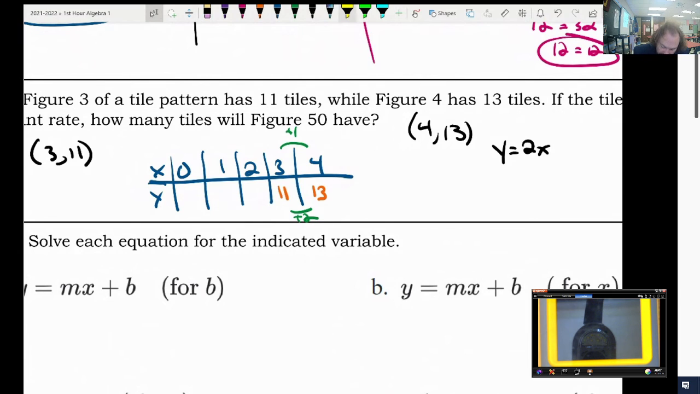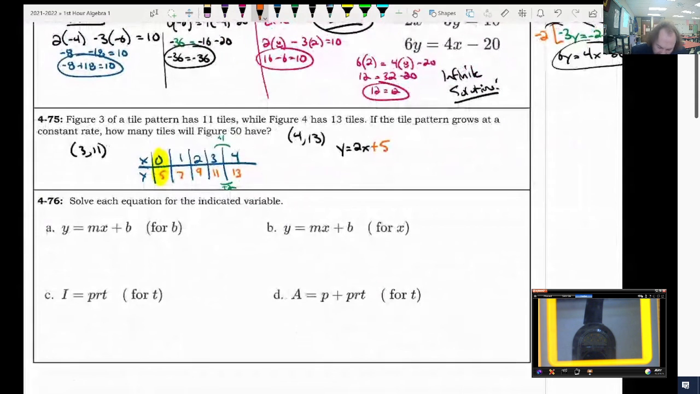The question then is how many tiles did we start off with back in figure 0? So we've got to count back by 2: 9, 7, and 5. So plus 5 appears to be the case there. The tiles seem to follow this pattern of 2x plus 5. So we want to know what's going to happen when x is equal to 50, the 50th figure. That would be 2 times 50 plus 5, which is 100 plus 5, or 105.